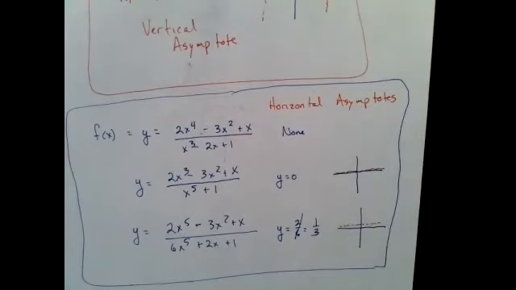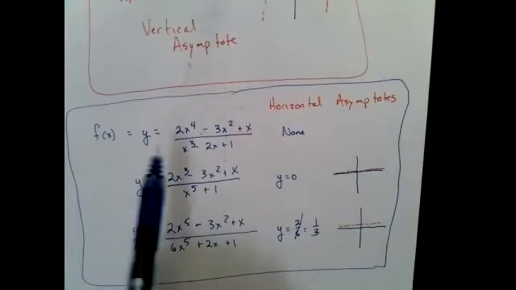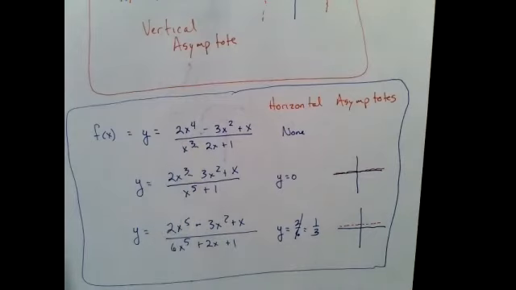So this is to find my horizontal asymptotes. This first one is going to be a little tricky. We're not giving up on him yet.